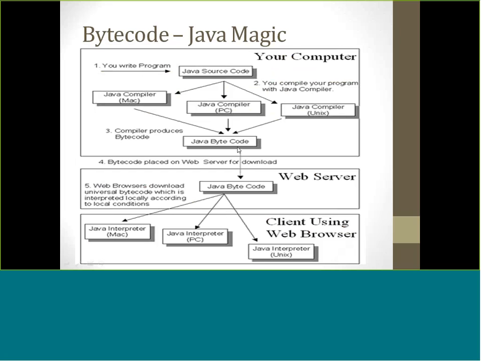And then this Java bytecode goes to the web server. A web server is a server which is used to serve client requests, and you can initiate a client request from something called a browser, right? Internet Explorer, Firefox, those things. The web browser downloads the universal bytecode, which is interpreted locally according to the local conditions.